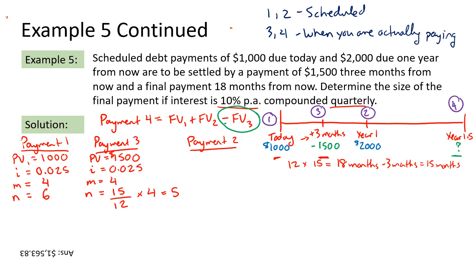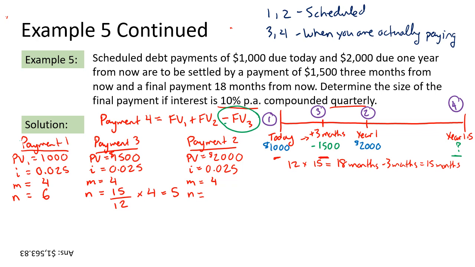So let's look at payment 2. And again, these are your scheduled payments. 1 and 2 are your scheduled payments. Your present value, the amount you're supposed to pay off at that period of time, is $2,000. Your periodic interest rate does not change, 0.025, and neither does your number of compounding periods per year. It's 4. What does change is the value of n, your total number of compounding periods.